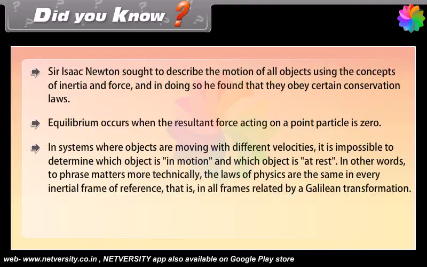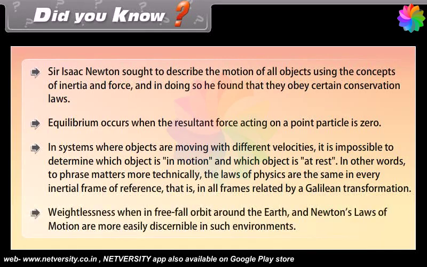In other words, to phrase matters more technically, the laws of physics are the same in every inertial frame of reference, that is, in all frames related by a Galilean transformation. Weightlessness occurs in free-fall orbit around the Earth, and Newton's laws of motion are more easily discernible in such environments.